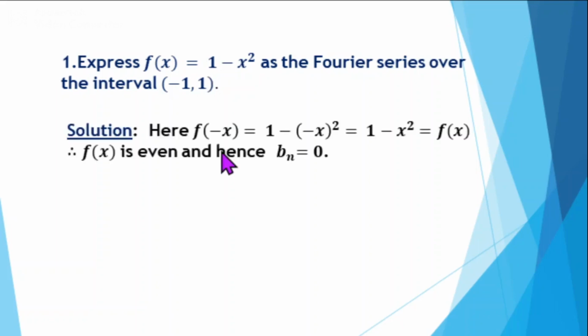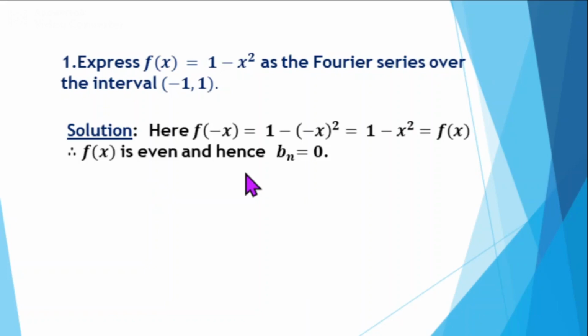So here take x equal to minus x, you will get f of minus x equal to 1 minus (minus x) the whole square, that is 1 minus x square. So we get back to the function f of x, 1 minus x square equal to f of x. So the function is even, hence bn equal to 0.